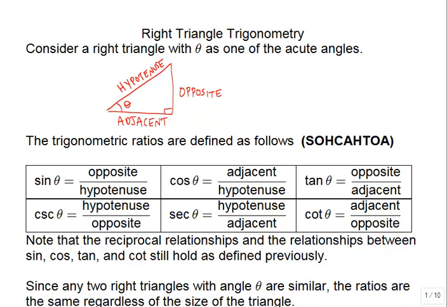Welcome to the video lecture on right triangle trigonometry. In this lecture, we're going to talk about our 6 trigonometric functions in the context of a right triangle. So let's consider a right triangle with theta as one of the acute angles.